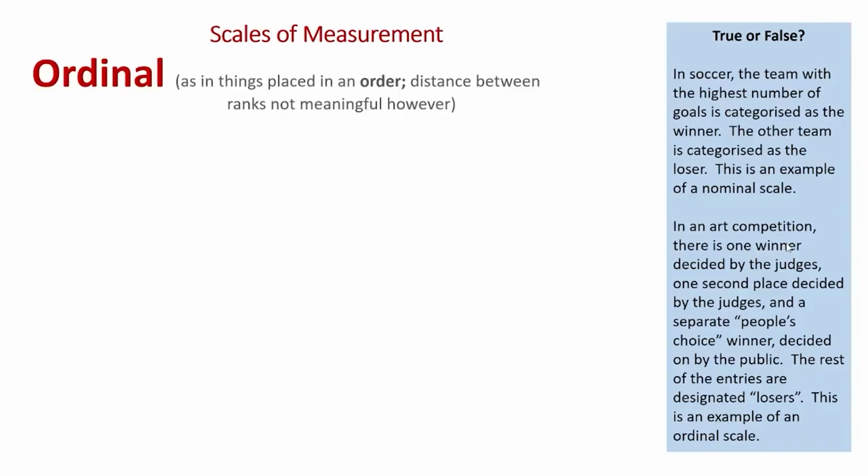Next scale of measurement is ordinal. And ordinal as in, this is a situation where things can be placed in some sort of rank order. However, in an ordinal scale, the distance between objects when you rank them isn't necessarily meaningful. So let's look at some examples.